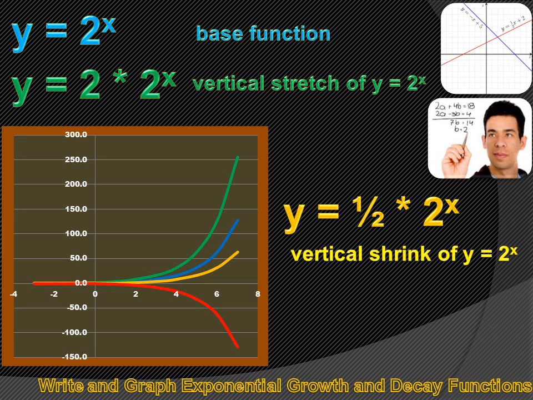And lastly, the red function, the red line, represents y equals -1 times the base function of 2 to the x. In other words, we've just made all the y values negative in this red equation, and we call this the reflection of the base function.